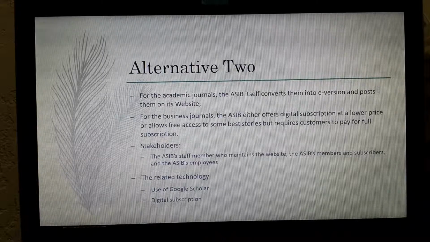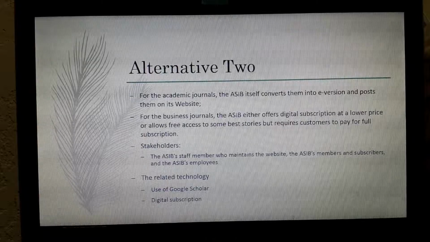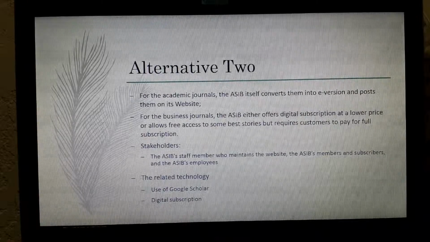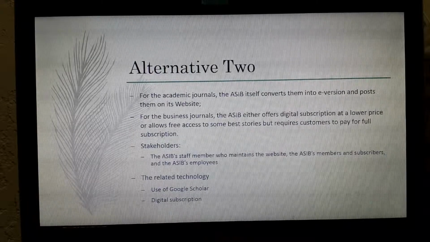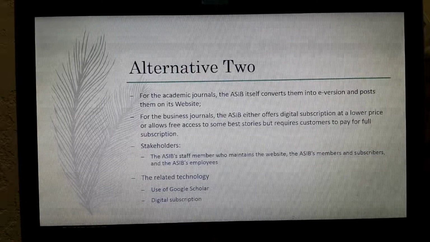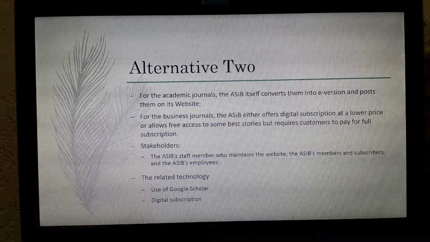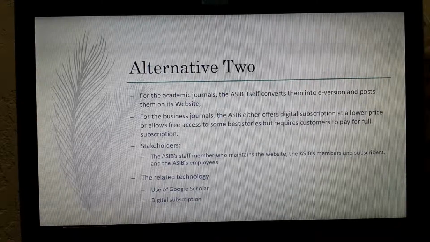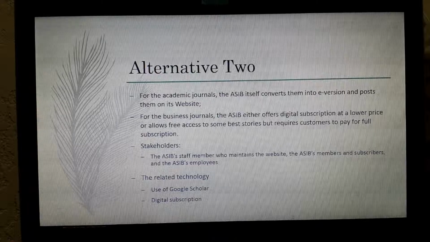When it comes to the second alternative, the ASIB is considering offering digital subscription to both of its journals on its own website. For the academic journals, the ASIB itself will convert the journal into electronic version and post them on its website. For the business journals, the ASIB is thinking about offering digital subscription at a lower cost or allowing free access to some best stories but requiring customers to pay for a full subscription.